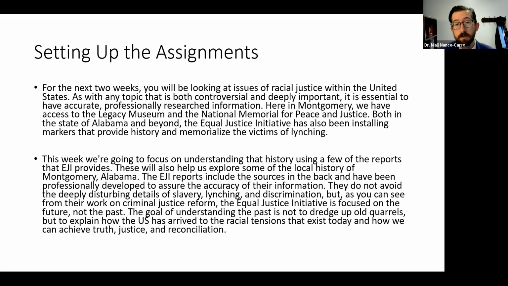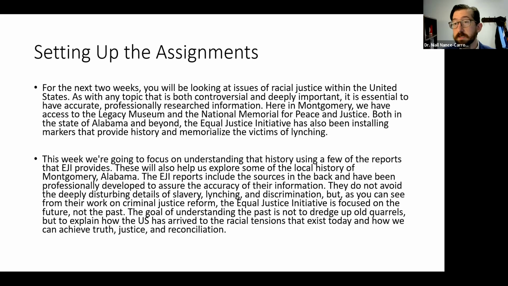So for the next 2 weeks, they're going to look at issues of racial justice in the United States. This gives some context, a reminder that we're looking at this because we have these resources in Montgomery, because these are events that happened in Montgomery, giving them a sense of why we would look at this. There's also a focus here in terms of what they're going to read about. I have them read the EJI report on lynching specifically.